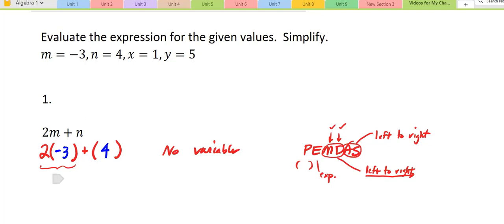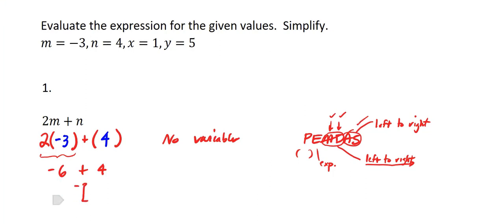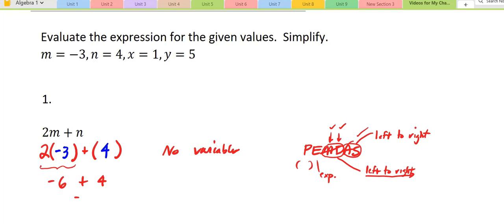All right. Okay, so -6, now plus the 4. So I have -6 plus 4, and now obviously I don't have multiply, divide. I'm down to add and subtract, and so I'm going to just do this last operation, which is -2. And there is the answer, simplified. Okay, let's go to the next one.